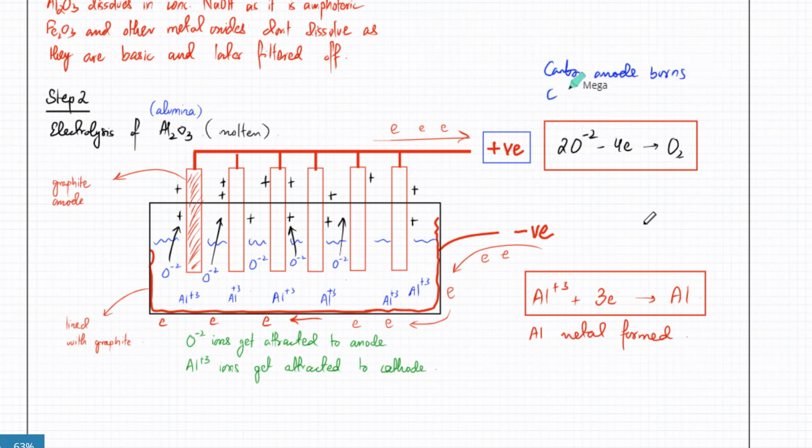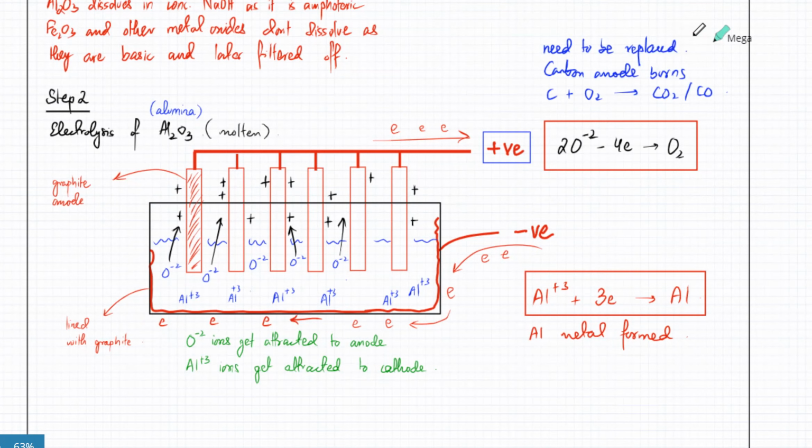Because the oxygen that is produced reacts with the carbon, that is graphite, and it ends up producing carbon dioxide or carbon monoxide. So you get a combustion reaction. And these anodes are constantly burning away because oxygen gas is being produced, and remember, they're made out of graphite, which is why they need to be replaced. Because they burn up.